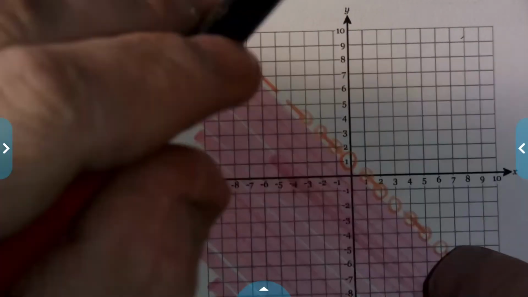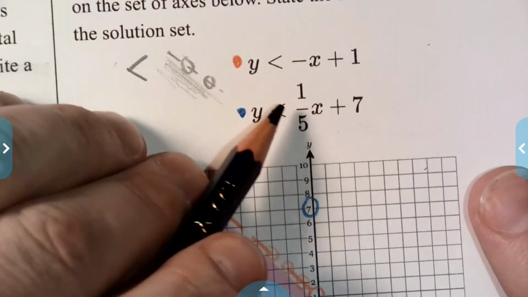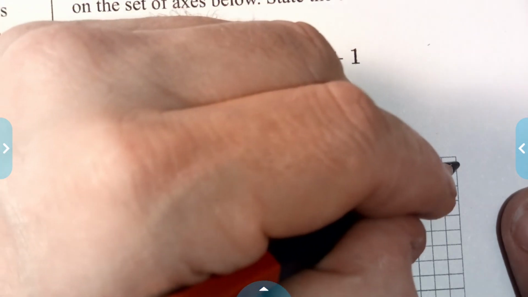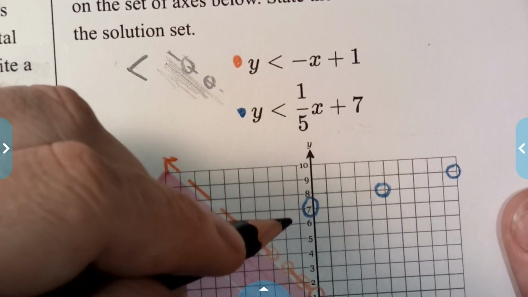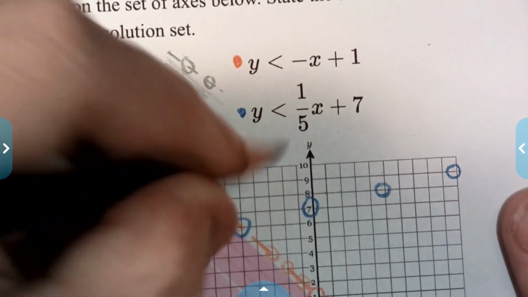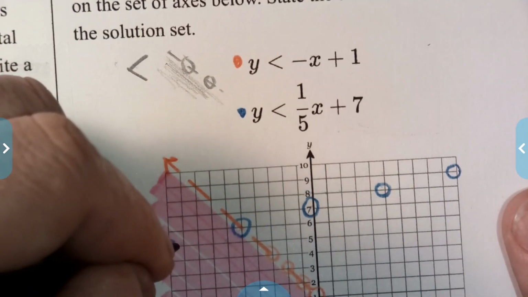Now we're going to do the second equation. I have a y-intercept at 7, open circle at 7, and it's up 1 over 5. So up 1 over 1, 2, 3, 4, 5. Up 1 over 1, 2, 3, 4, 5. And I need to go down 1 over 1, 2, 3, 4, 5. Down 1 over 1, 2, 3, 4, 5. Okay, so there's all the points that I can plot.